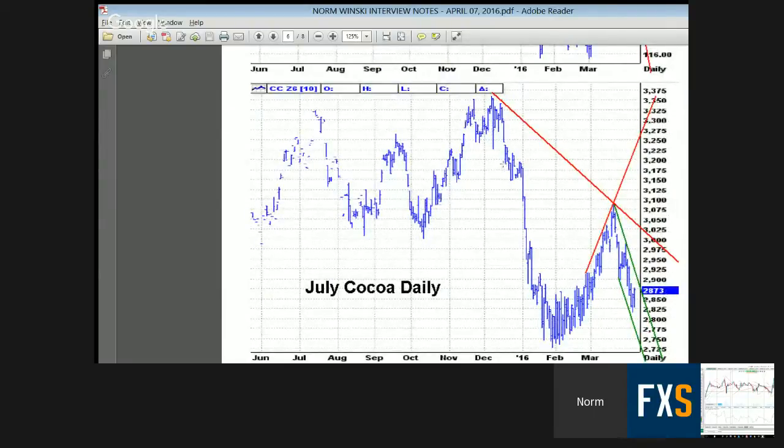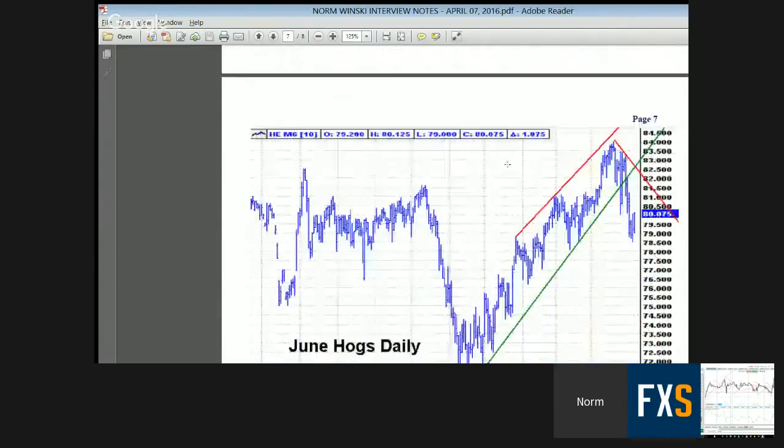You're going to think I'm crazy when I tell you that cocoa and hogs are astrological cousins. So look at this. The cocoa tops on the 18th of March. You see that? That's when. Now look at the hogs. Here's the top there too.